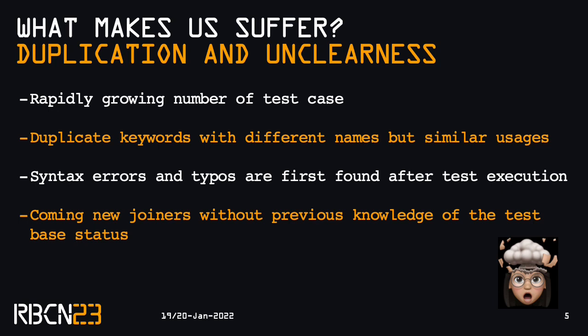However, there are many duplicate keywords with different names but almost the same usage. We may refer to some wrong keywords or insert typos and never recognize it before the whole test suite is executed and fails, which takes a lot of time. And new joiners have no knowledge about which keywords were already written, or which keyword can be used for their use case. So more and more duplicate or similar keywords were created.